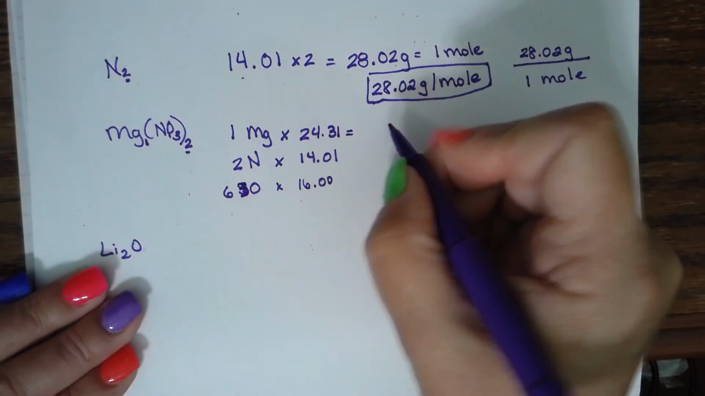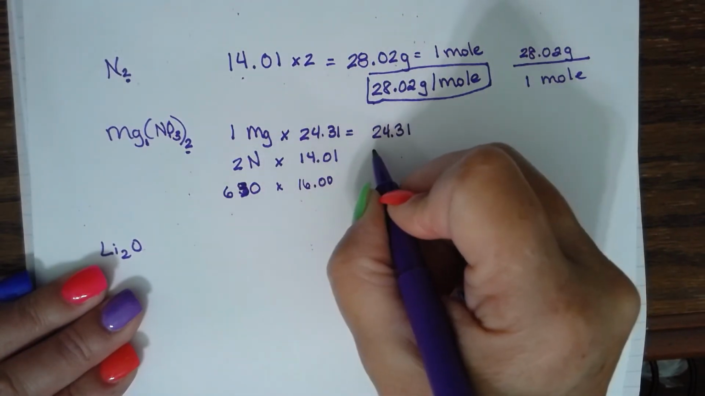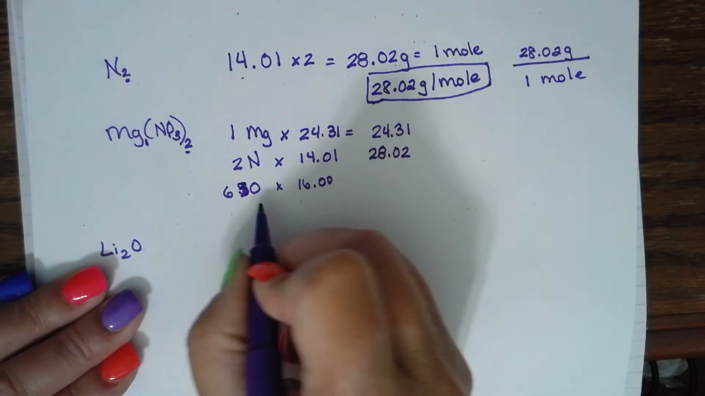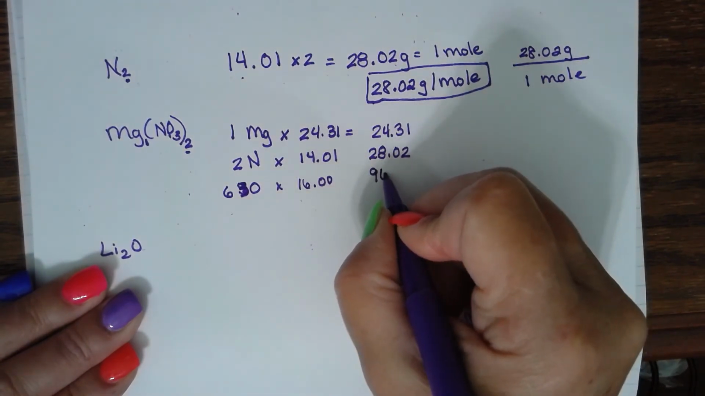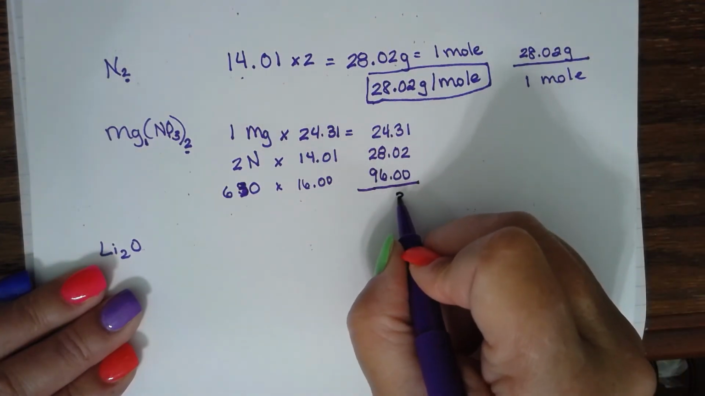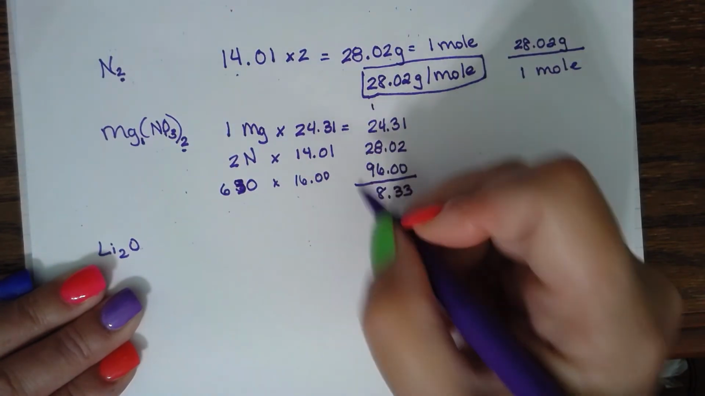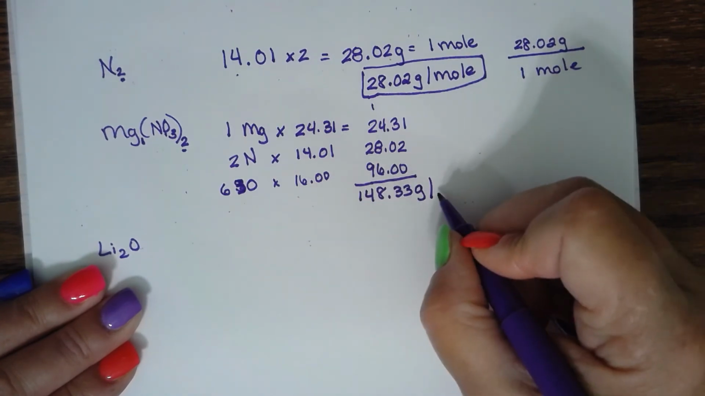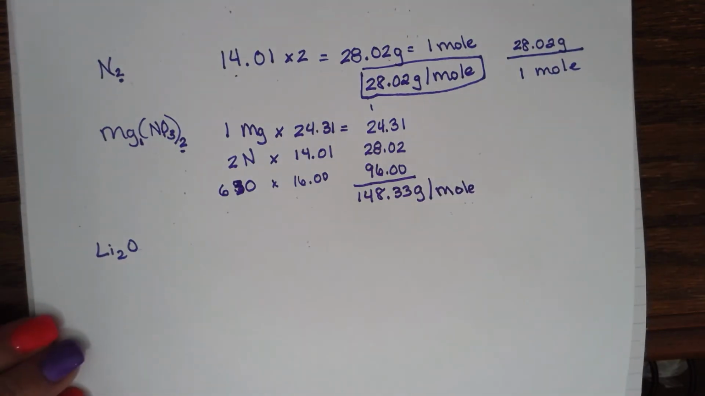So I'm going to plug this into my calculator. I have 24.31. 2 times the nitrogen is 28.02. And 6 times the oxygen is 96.00. So I'm going to add these up. So our molar mass of magnesium nitrate is 148.33 grams per mole.